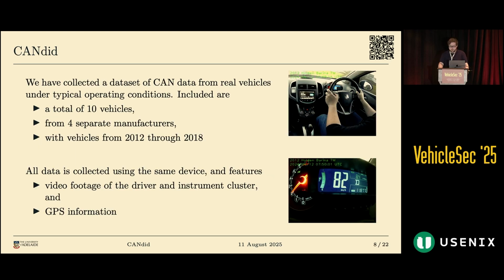And this is what I want to show to you all today. We've called it the CANdid dataset. It's not a CAN bus dataset without a pun on CAN in the name. So for this dataset, we've collected from a total of 10 individual vehicles, focusing on 4 separate manufacturers, going from about 2012 to 2018. So these are slightly older cars at the moment, but there's still plenty of these vehicles out on the road. So this is definitely still applicable information.